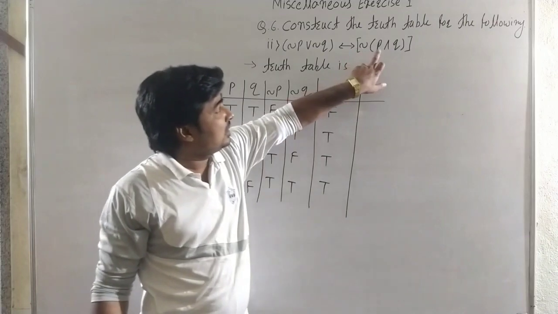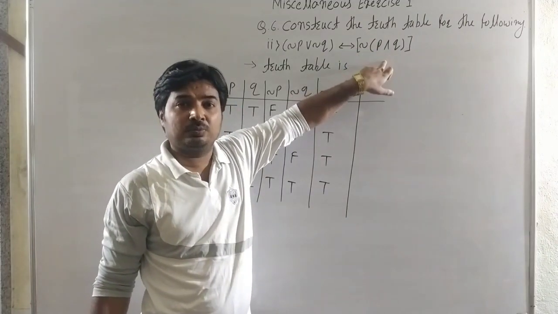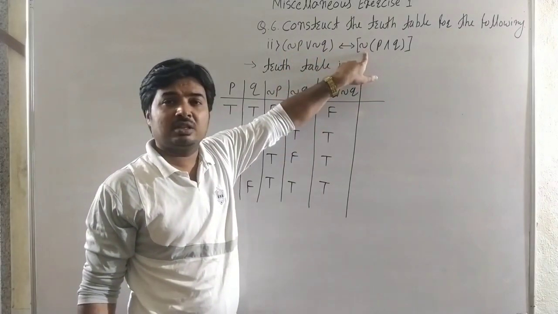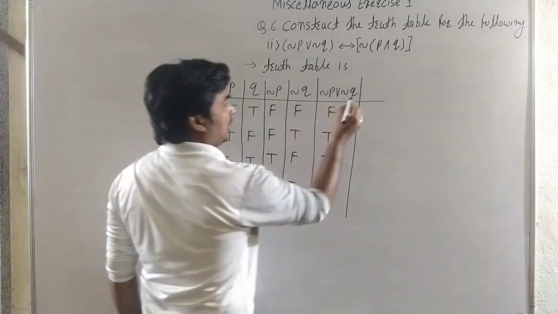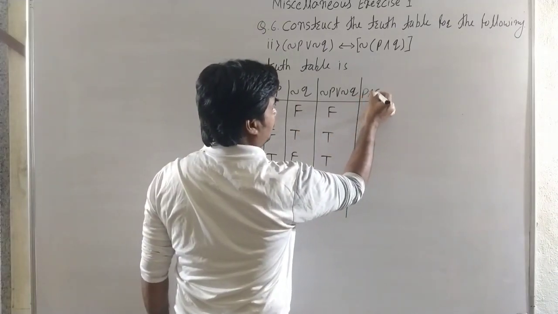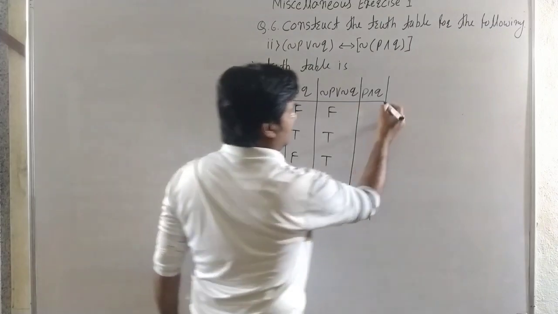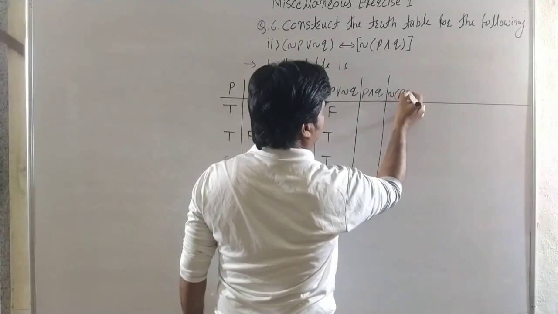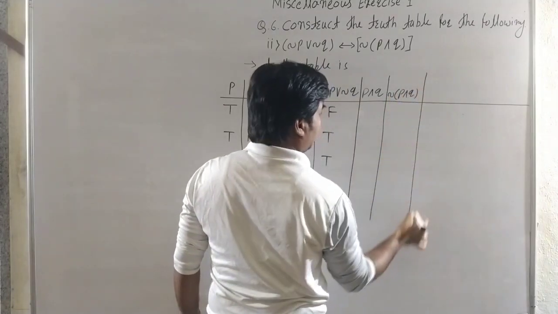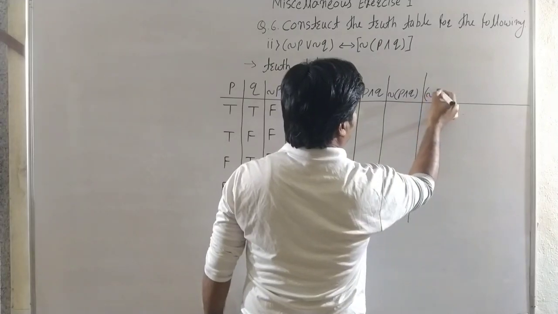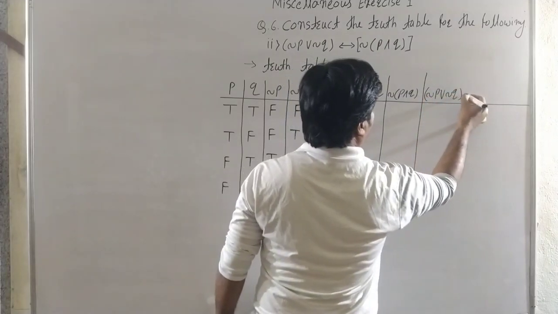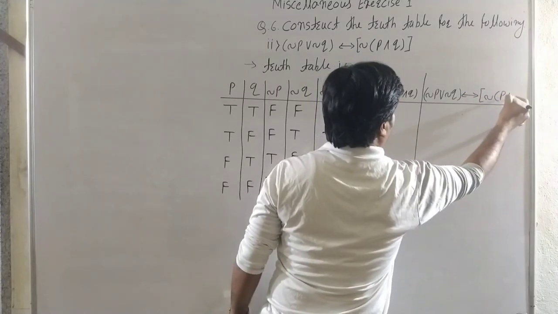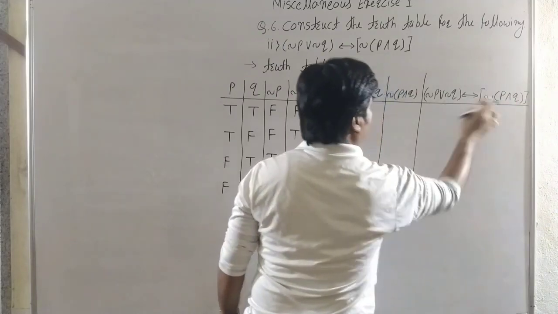Now we want to find first P and Q, then negation of P and Q, and finally negation P or negation Q double implies negation of P and Q. First find the P and Q, then find negation of P and Q, and last negation P or negation Q double implies negation of P and Q. Here is the double implication of these two statements.